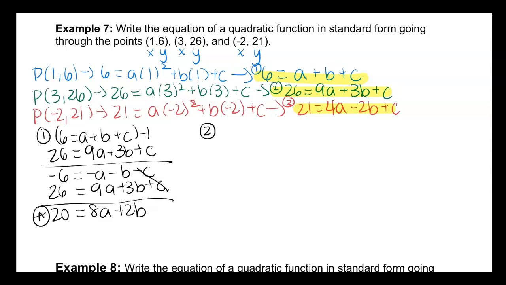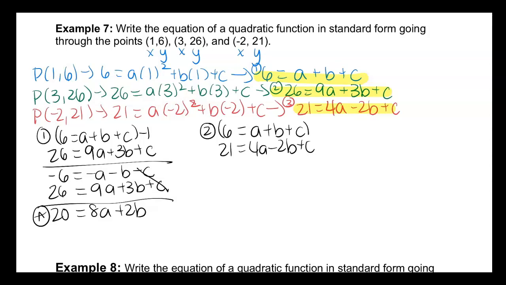For my second step, we're going to need to use either the first and last equation or the second and last equation. The whole point of this is, if you remember back from 3-variable systems, we have to use this third equation. You have to. I think the first equation will be the easiest. So 6 equals a plus b plus c, and 21 equals 4a minus 2b plus c. Let's cancel out the c's.